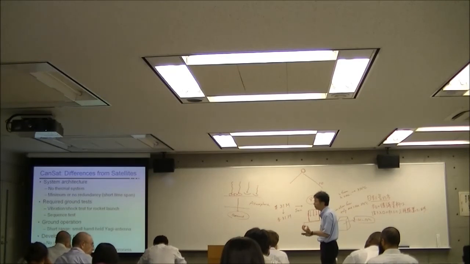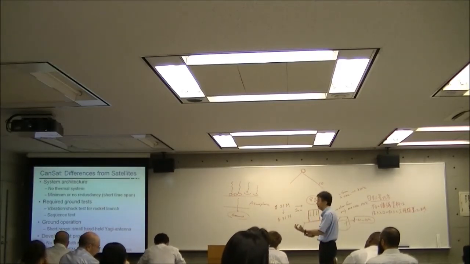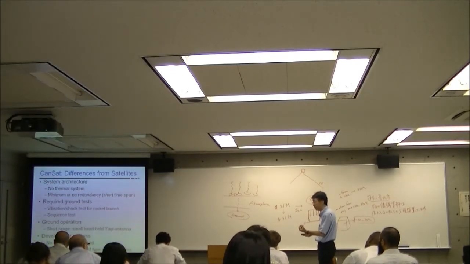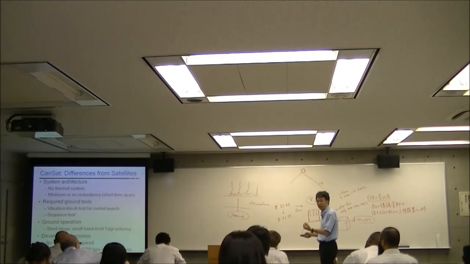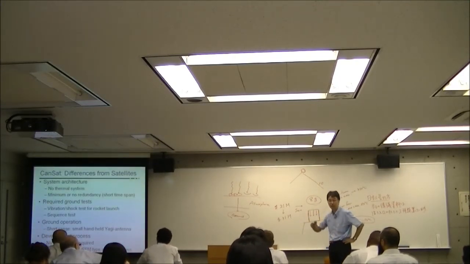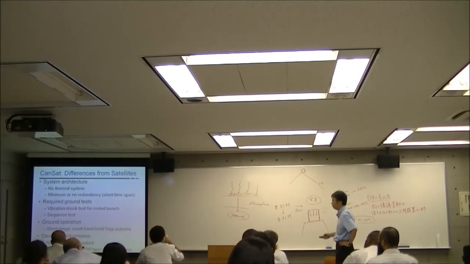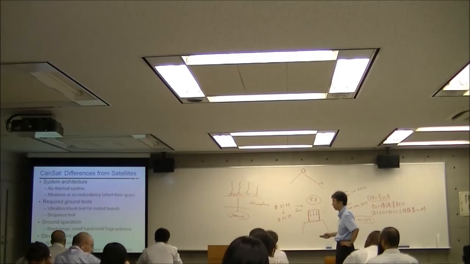And as to the ground test required, only maybe the vibration or shock will be required for the CanSat. Okay, rocket launch, because the CanSat is still using the rocket launch, and maybe the sequence steps will be required. This is very similar to the satellite case. As to the ground operation, you don't need a very sophisticated large antenna ground station, only the short range, so you can use a small handheld antenna.